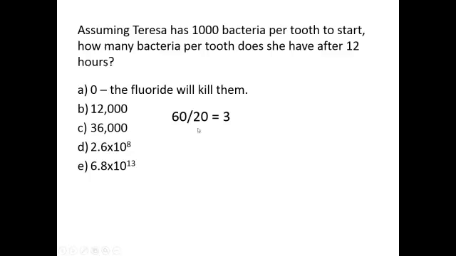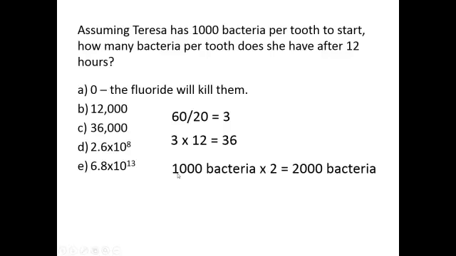So how many 20-minute periods do we have in an hour? Well, there are 60 minutes in an hour. We take 60 minutes, divide it by 20, we get 3. So then we take those 3 generations per hour, times the number of hours we have, and we get 36 generations per 12 hours. So this is the number of times that the population of bacteria divide during this 12-hour period.